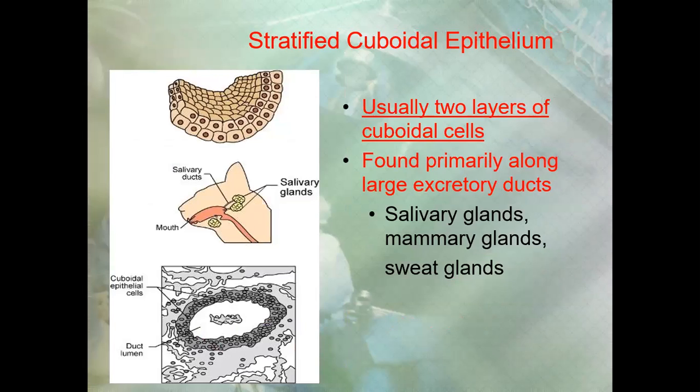Multiple layers of cube-shaped cells. Usually we're going to see this in 2 layers, which still is stratified, right? Because anything greater than 1 is stratified. And we're usually going to see this in what we call excretory ducts.